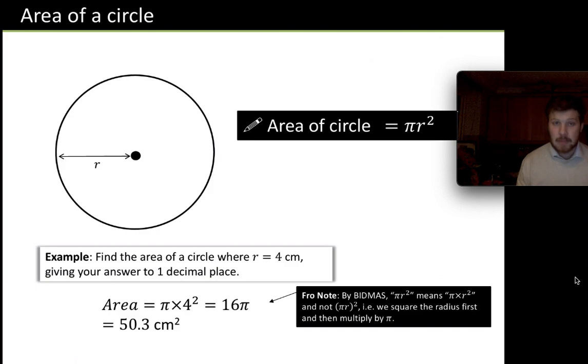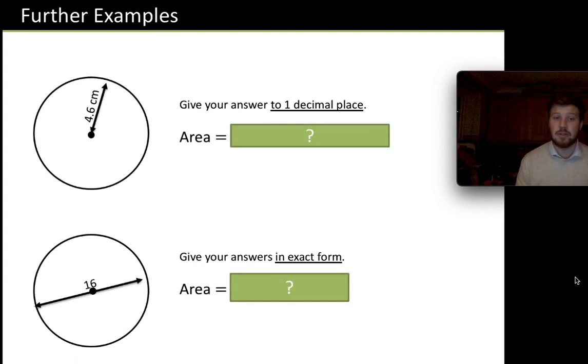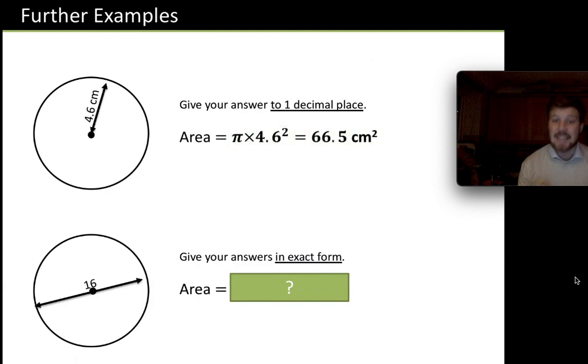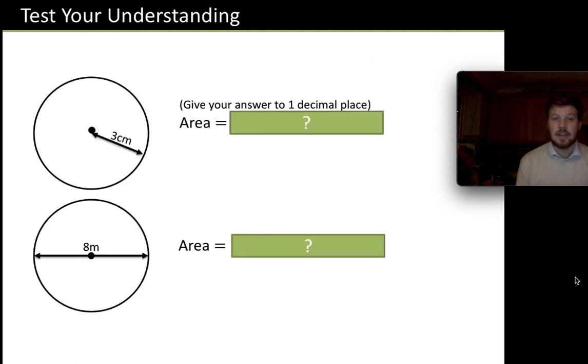So I'm going to go through 2 more examples just to make sure you're aware. So 4.6, you just do the same thing, pi times 4.6 squared. And in exact form, that means I want it in terms of pi, we need to get our radius. So if the diameter is 16, my radius is going to be 8. So therefore, pi times 8 squared is 64 pi. So here are 2 questions for you to have a go at. Pause the screen, have a go at these questions.